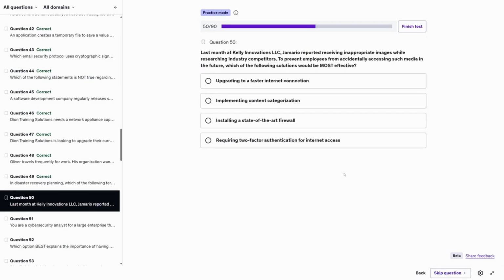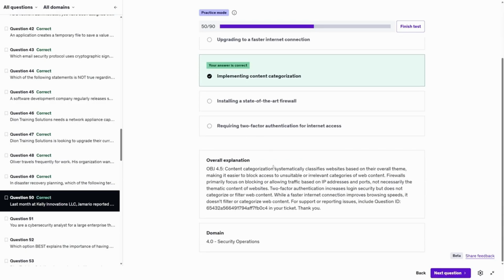Last month at Kelly Innovations LLC, Jamaria reported receiving inappropriate images while researching industry competitors. To prevent employees from accidentally accessing such media in the future, which of the following solutions would be the most effective? And this one here is implementing content categorization. Content categorization systematically classifies websites based on their overall theme, making it easier to block access to unsuitable or irrelevant categories of web content. I'll leave up the other answers here for a few extra seconds.